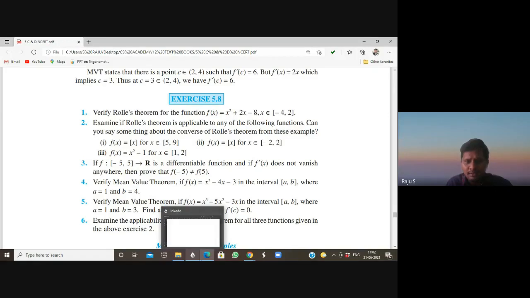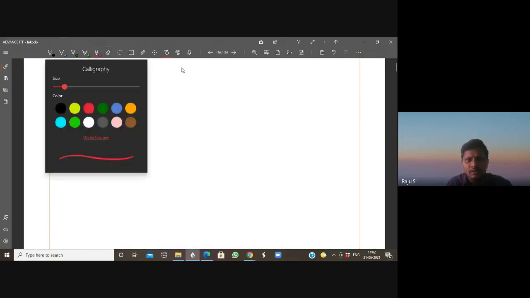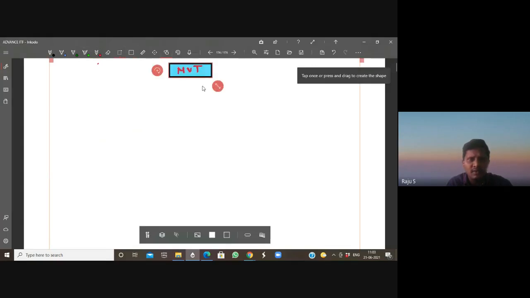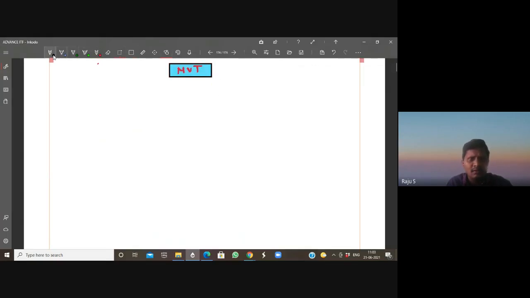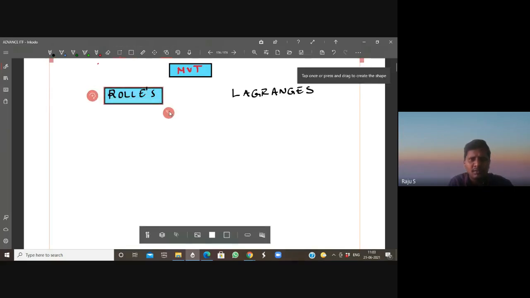Right. Let us discuss 5.8. In earlier classes, we discussed the Rolle's mean value theorem. There are two mean value theorems that we know very well. The first one is Rolle's mean value theorem, and the second one is Lagrange's mean value theorem.